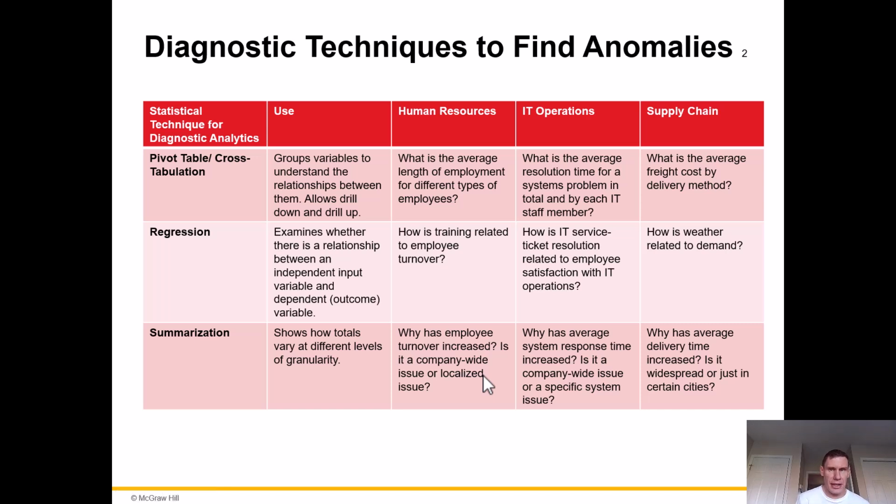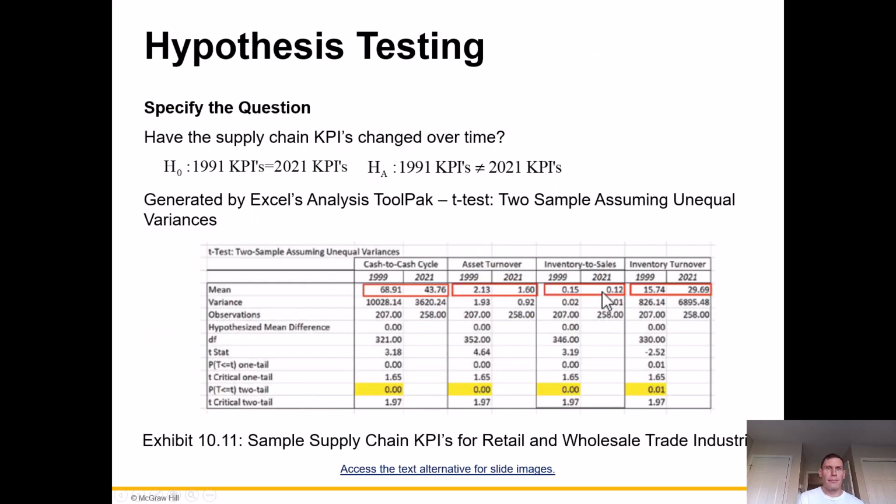If we look at some diagnostic techniques to find anomalies, we might, for example, want to use a regression. This, of course, is examining whether there's a relationship between an independent input, the independent variable, and a dependent or outcome variable. So an example could be, how is training related to employee turnover? That would be like the example question, if you will. How is IT service ticket resolution related to employee satisfaction with IT operations? And then how is weather related to demand in the purview of supply chain?